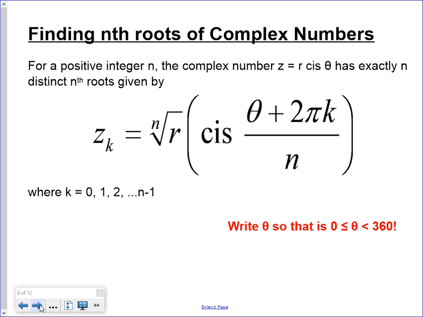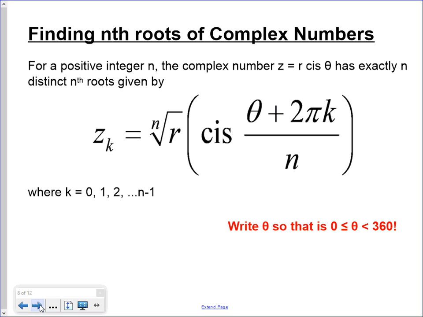Okay, so we've got z sub k, and this is like my root. If I was doing a cube root, I would have 3 z sub k's. I'd have z sub 0, z sub 1, and z sub 2. Then I'm going to do the nth root of r, cis, theta plus 2 pi k all over n. And there's my k again, right? So when I do z sub 0, I'm going to plug 0 in for that k. When I do z sub 1, I'm going to plug 1 in for that k. Z sub 2, plug 2 in for that k. And that's going to get me my different distinct roots.